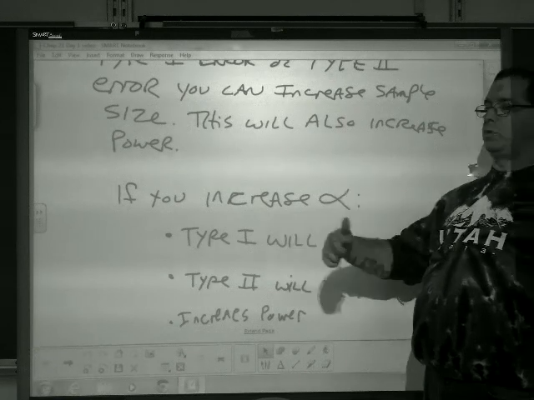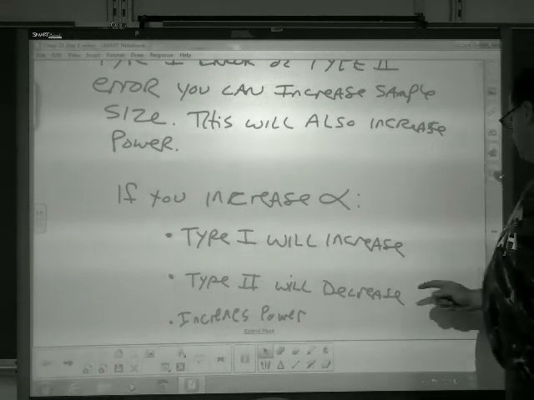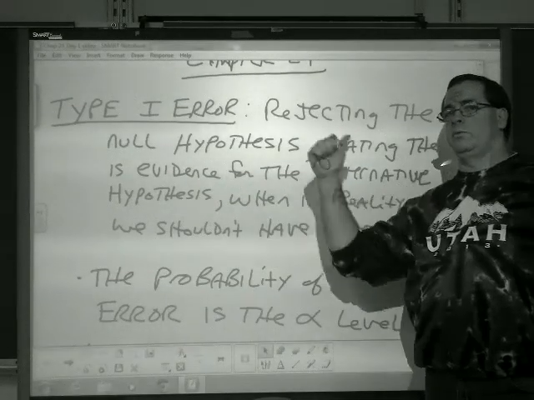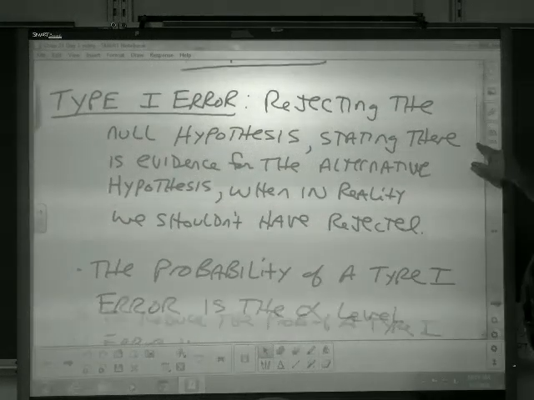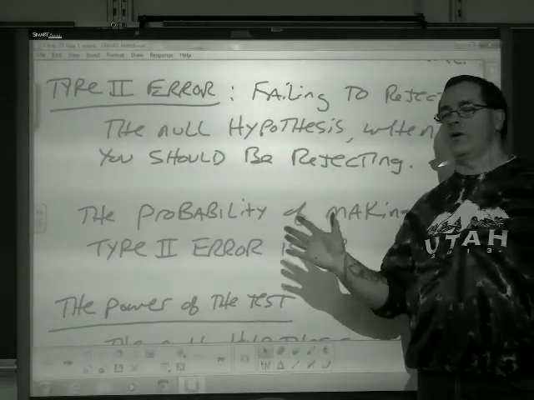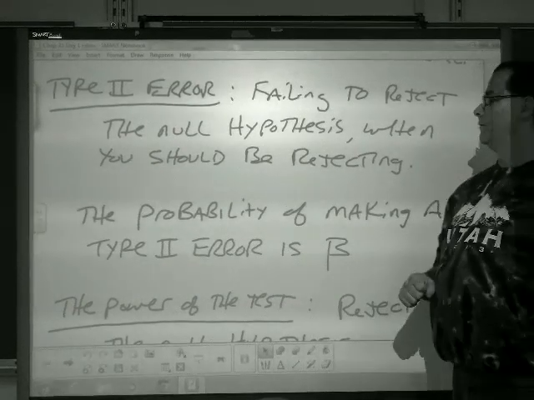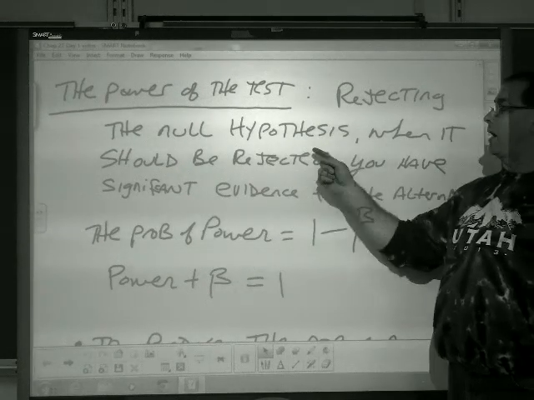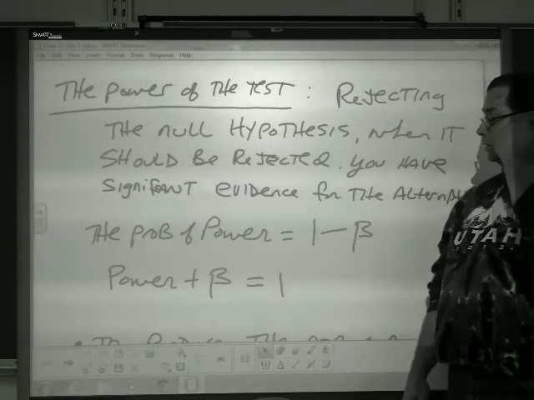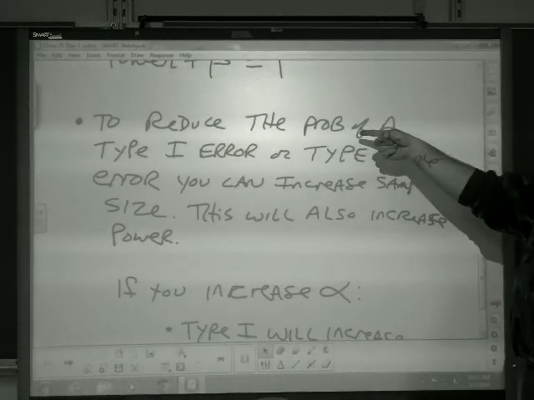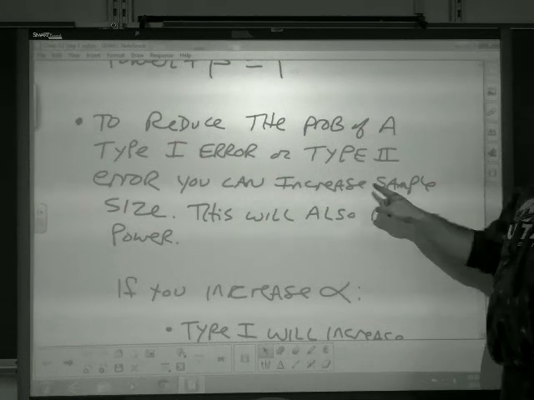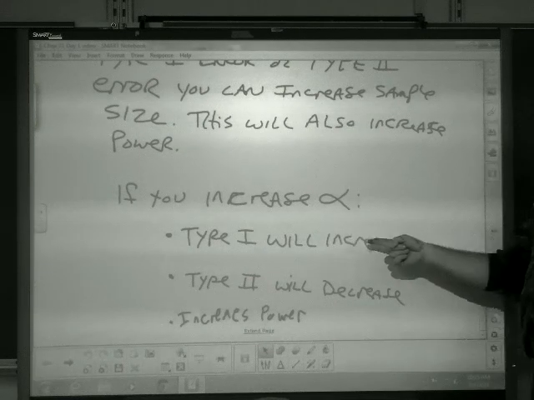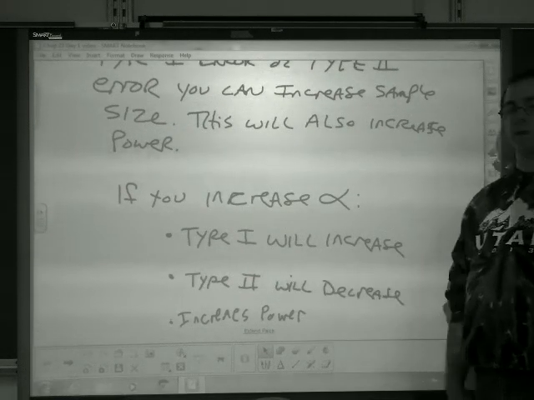We're going to have some real life scenarios in class and some problems to look at. But basically, to recap: type 1, hey, this new product's working, when really it's not. Type 2, that new product doesn't work at all, when really it does. Power, that new product works, and it really does work. Power is doing what we think it should be doing. And again, reduce errors and increase power by increasing sample size. But if I do increase my alpha, type 1 goes up, type 2 goes down, power goes up. And that's it.